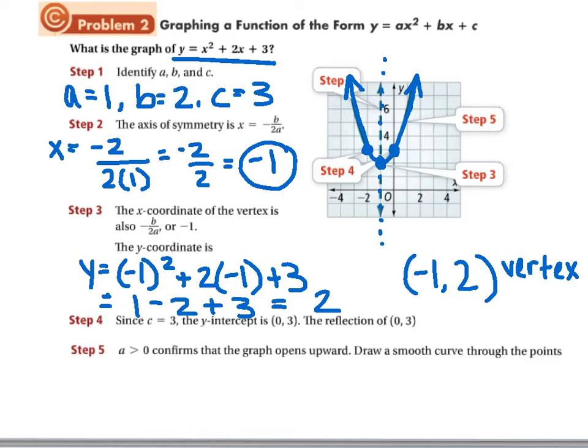So, since C is 3, it's always (0, 3), and if it's 4, it would be (0, 4). Yep, it's always the y-intercept. And then you just reflect over the axis of symmetry. Yes. Yeah, it's not too bad.